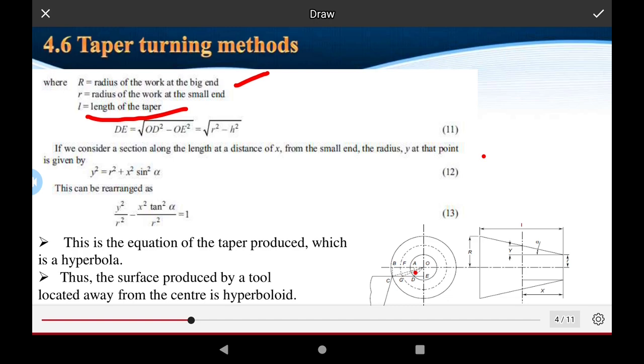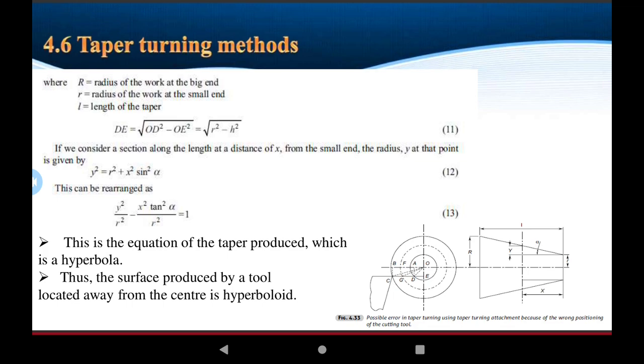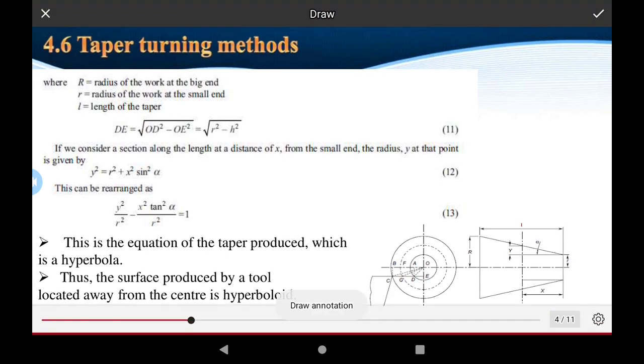Consider the value of DE, which comes from OD square minus OE square. OD is the large value and OE is the small value, so it is the subtraction of large minus small, under root. OD square minus OE square equals, where OD is the small r, so small r square, and DE is considered as small h, h square. This is the given equation, the 11th equation.